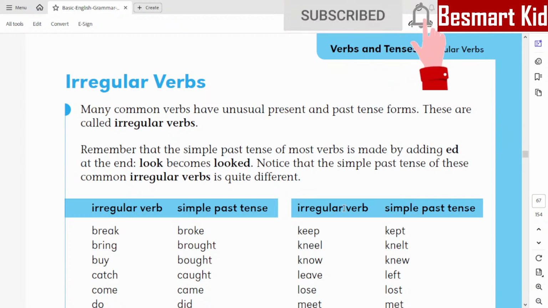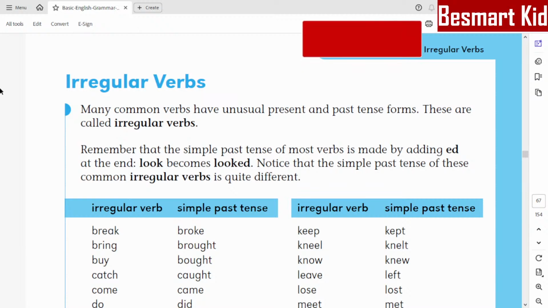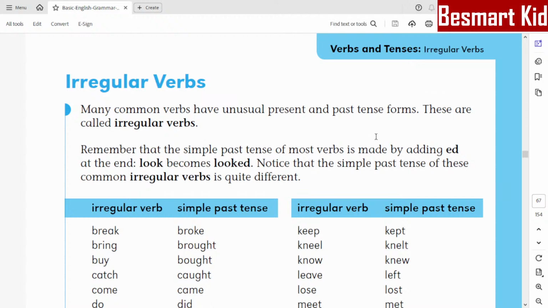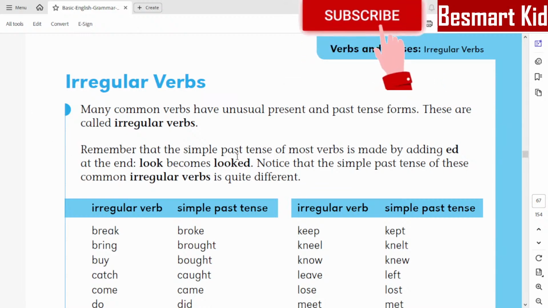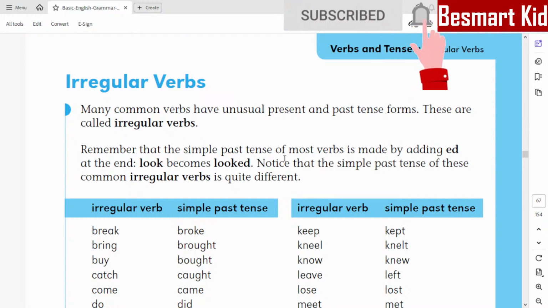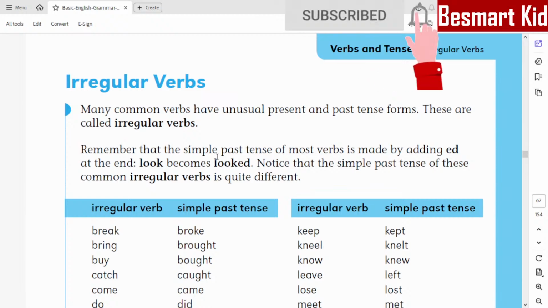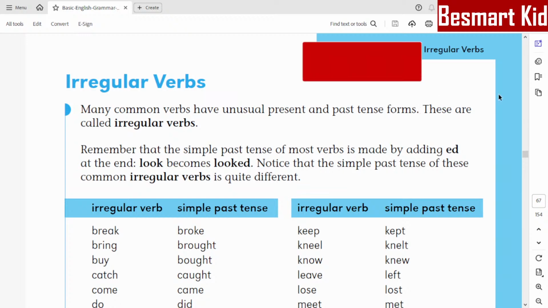Now we have the irregular verbs. Many common verbs have unusual past tense forms. These are called irregular verbs. Remember that the simple past tense of most verbs is made by adding ed at the end. Look becomes looked. Note that the simple past tense of these common irregular verbs is quite different.